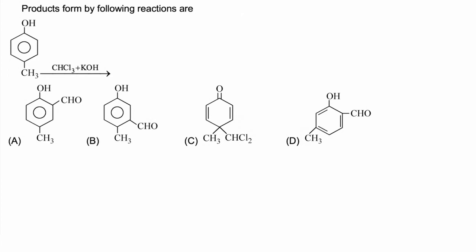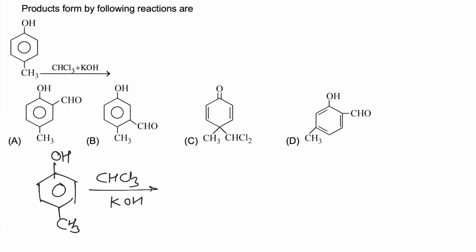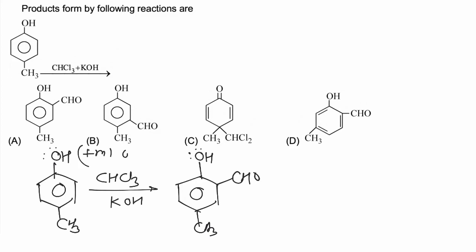In this reaction, paracresol is treated with chloroform and KOH. So the Reimer-Tiemann reaction takes place, and after formylation it will be converted to CH3 with CHO attached at the ortho position of the OH group, since OH has a plus M effect and is ortho-para directing.